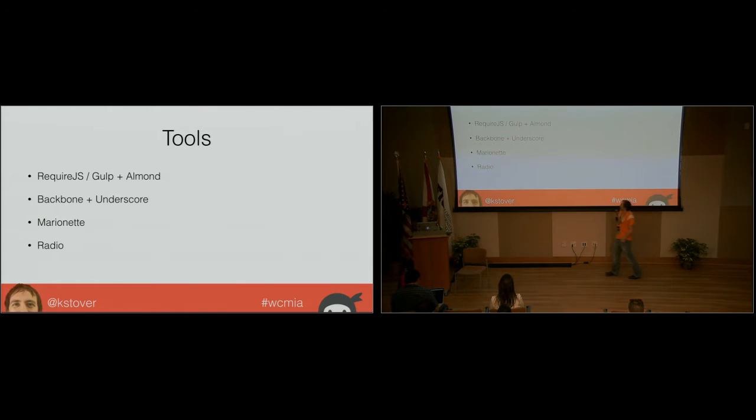We also use Marionette, which is an add-on library for Backbone, and it gives you some cool stuff like nested views, which Zach mentioned. It also gives you specific views for collections. So if you're using Backbone models to store your data, and Backbone collections to store groups of data, Marionette has collection views that will automatically loop over that collection and render every one of those for you.